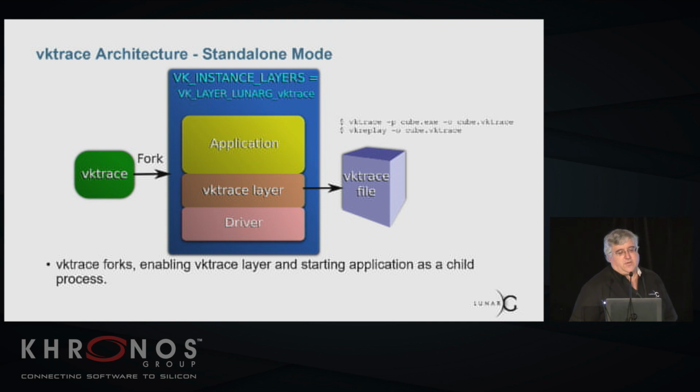Here's a picture of what vkTrace looks like. Essentially, it takes your application and starts it off as a sub-process, but before it does that, it sets an environment variable. Someone asked about instance and device layers, and this is an example of where you only have to set the instance layer because the device layers are deprecated. So we just set the environment to turn on the vkTrace layer, and the output goes out to a file. And then you can see the command invocation that's how you would trace the cube program, write the output to a vkTrace file, and then play it back.